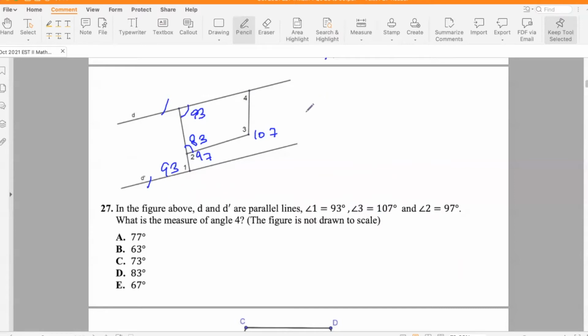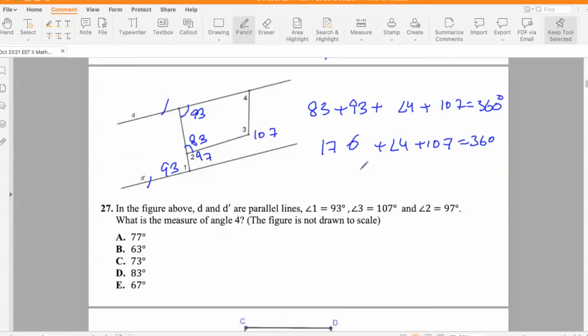So now we know that 83 plus 93 plus angle 4 plus 107 should be 360 because that's a quadrilateral. So 3 and 3, 6, 8 and 9, 17 plus angle 4 plus 107 is 360. So angle 4 plus 7 and 6, 3 carry 1, 283 is 360. So angle 4 is 360 minus 283, which is 77. Option A.